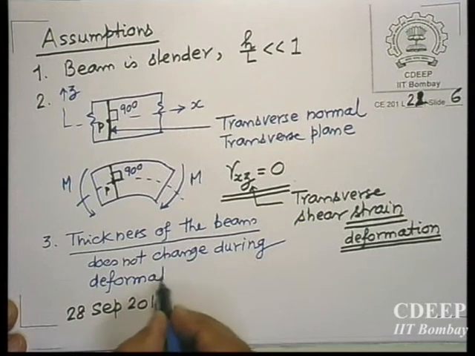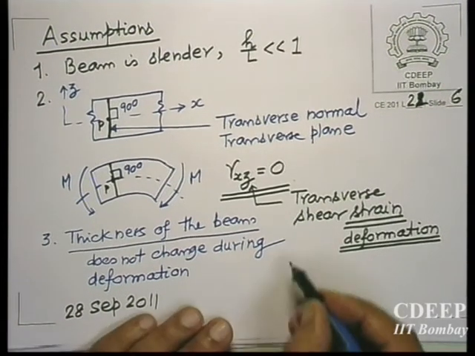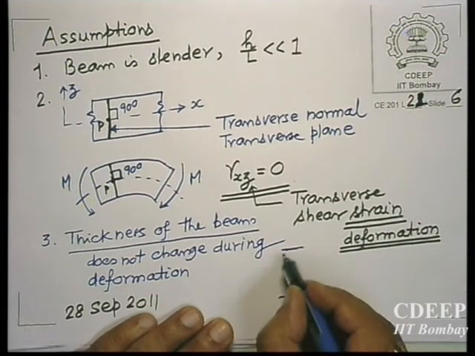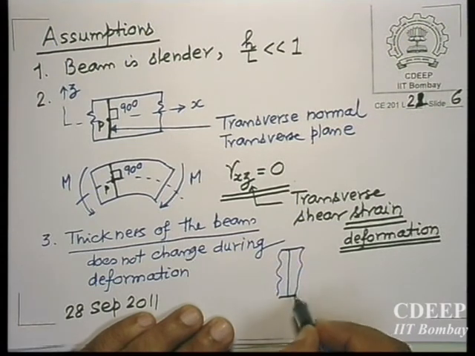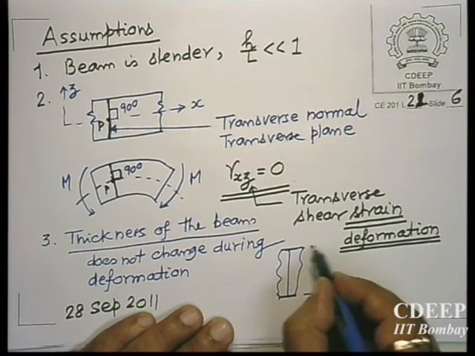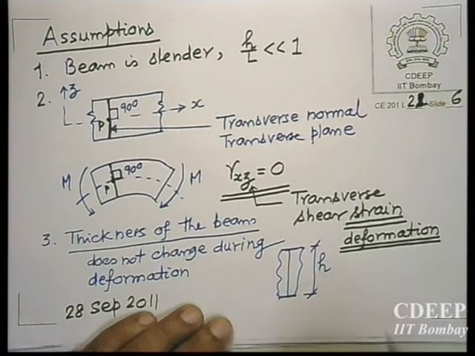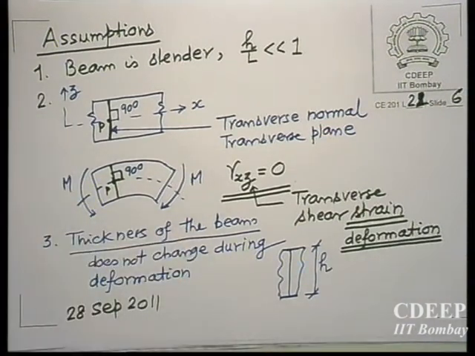Third assumption, very important: the thickness doesn't change. This is the thickness, this is the top fiber, this is the bottom fiber, and this is your beam longitudinal section. So, this is h. This remains the same at all times during deformation.